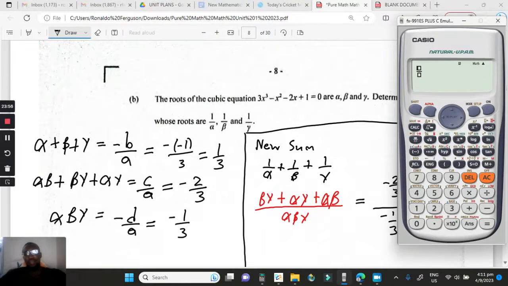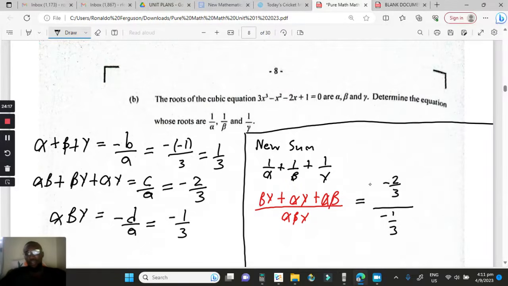And of course, you'd work it out, but I don't know why I'm putting this in the calculator when we know what cancels. We know that the denominators right there cancel because when you divide, you flip, but that's okay if you put it in a calculator. That's 2. Now, after we get the new sum, I like to call it S.